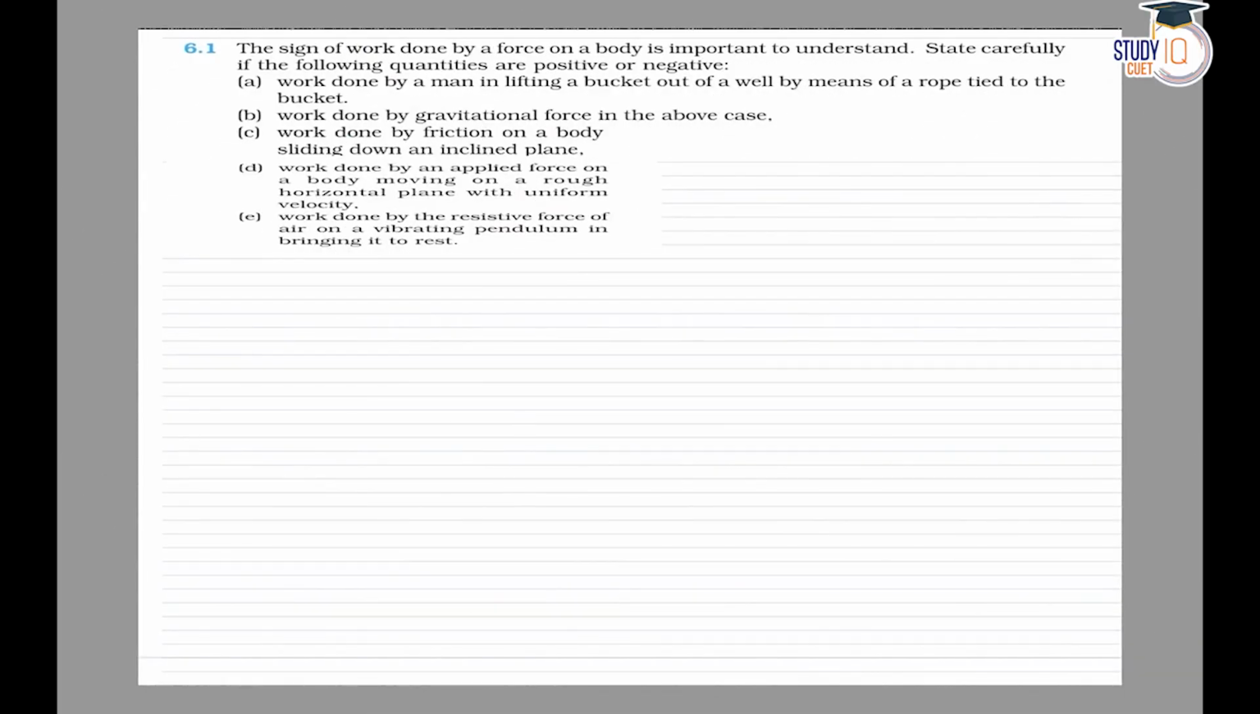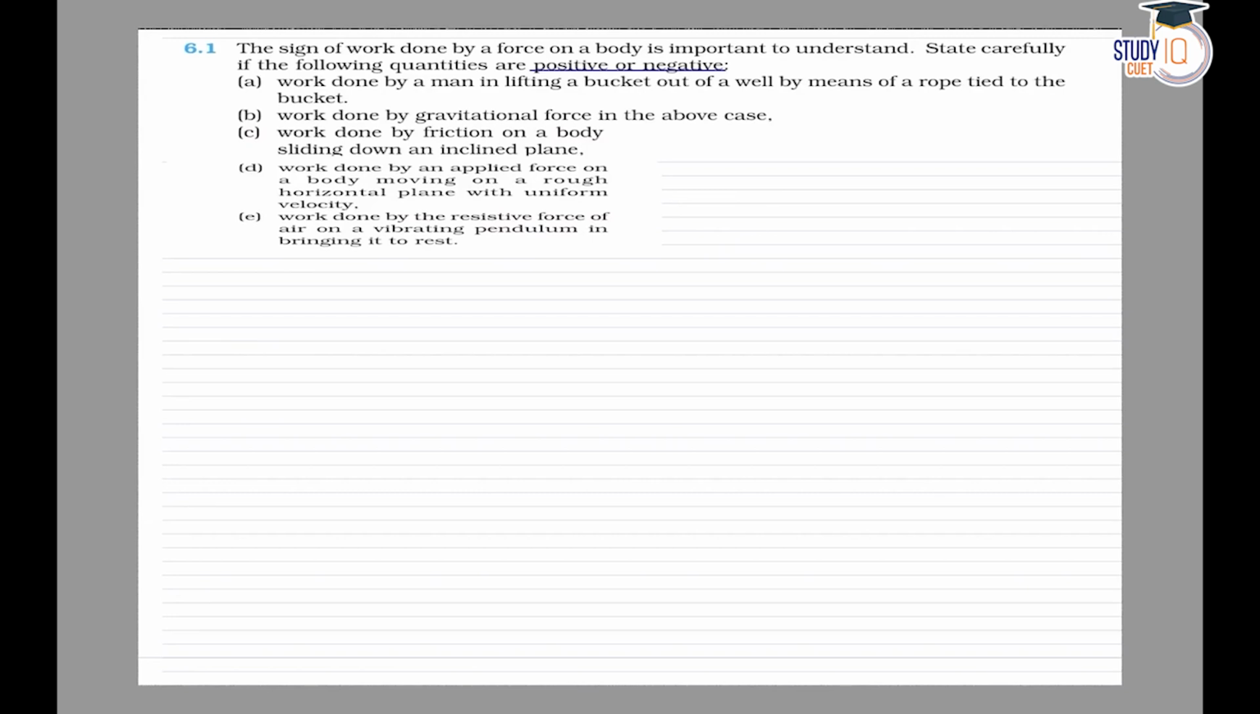NCERT Physics Class 11th 6th chapter, which is Work, Power and Energy. Now moving to first question, which is 6.1. In this we have to define the sign of work, which is positive or negative. Different situations are given to us, and in these situations we have to indicate whether the work done by the given force is positive or negative.